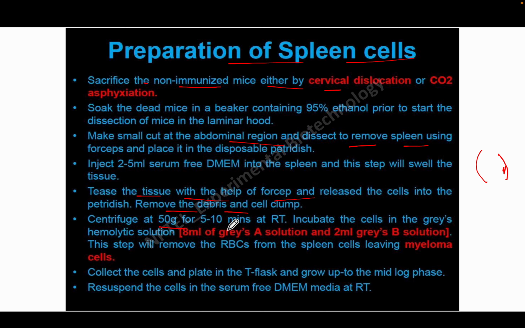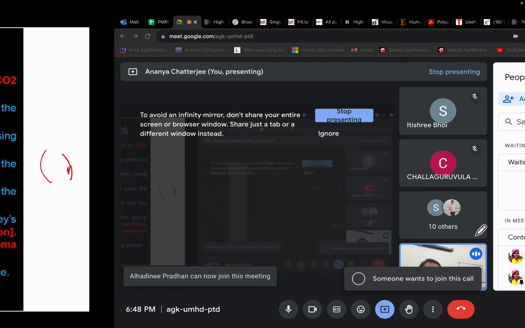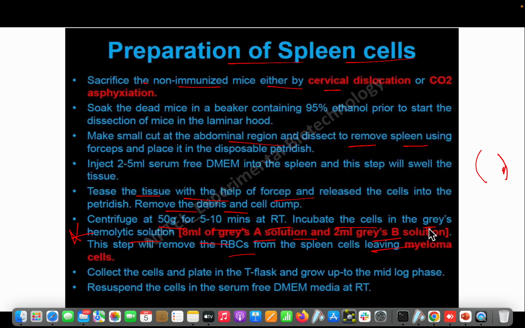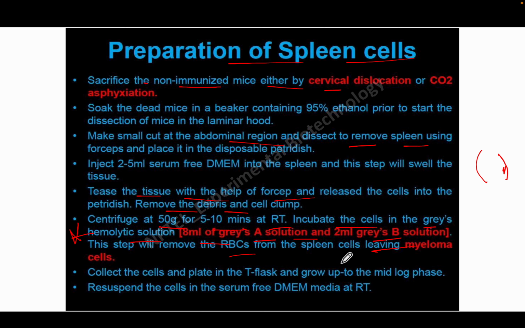Centrifuge at 50 g for 5 to 10 minutes at room temperature. Incubate the cells in Gey's hemolytic solution: 8 ml of Gey's A solution and 2 ml of Gey's B solution. This step will remove the RBCs from the spleen cells. This step is important because you are incubating those cells with Gey's hemolytic solution; it will do hemolysis, so all the RBCs will get degraded and only the spleen lymphocytes will remain.